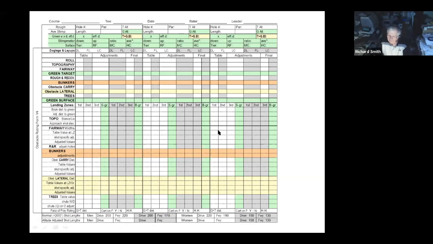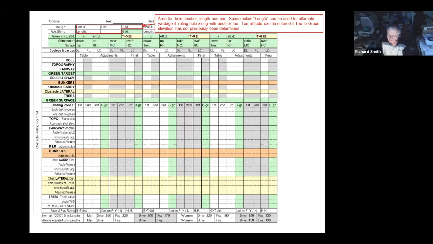Okay, back to the obstacle rating form. Now we saw this yesterday, but let's go over it one more time here. We've got this area up here, and this, of course, repeats for 3 columns per page.